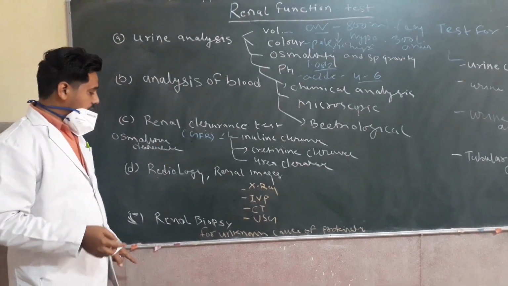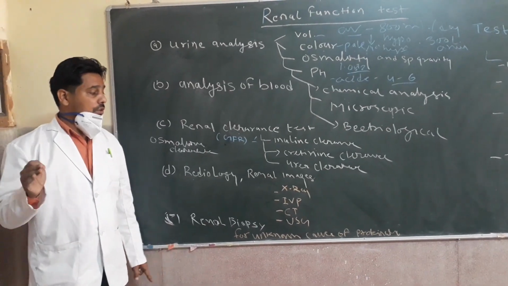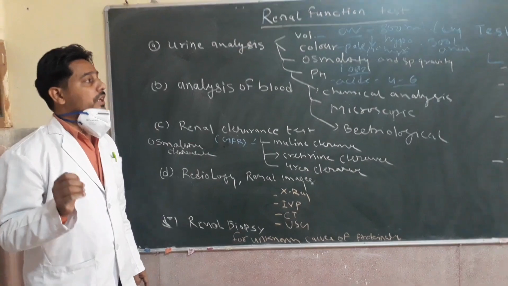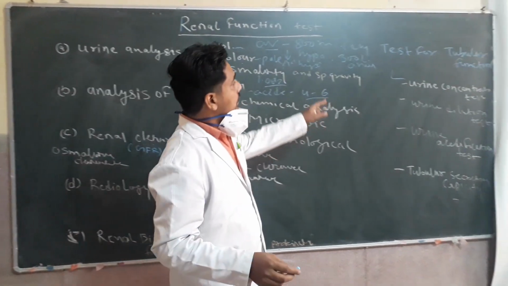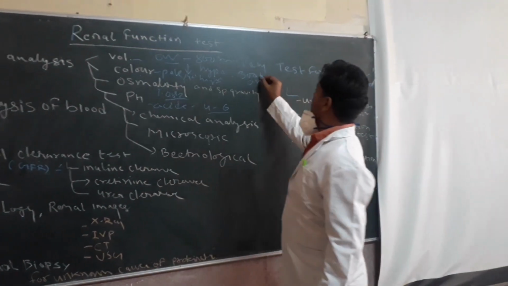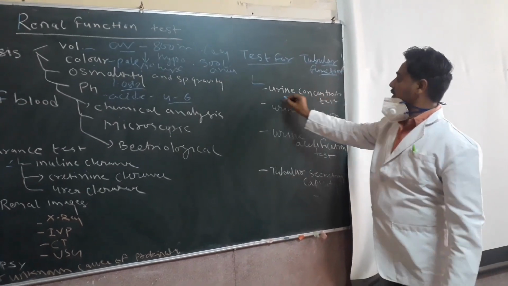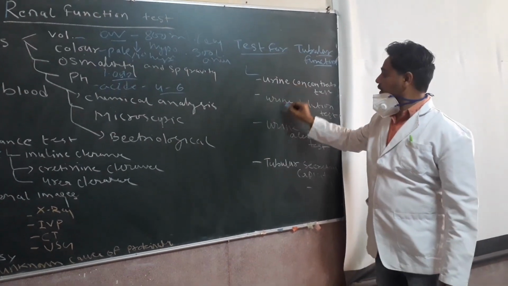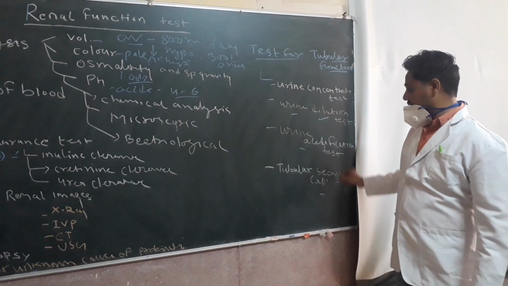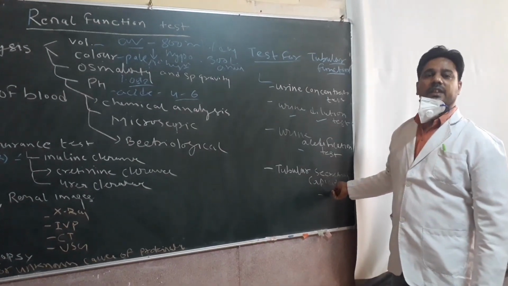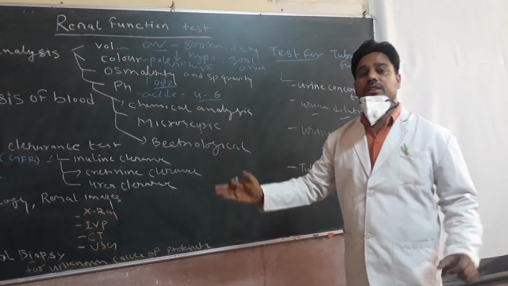What is the renal biopsy? Renal biopsy is the last resort for unknown cause of proteinuria. And the tests for tubular function. The first is the urine concentration test, urine dilution test, urea acidification test, and tubular secretory capacities. These are the measure of all things.